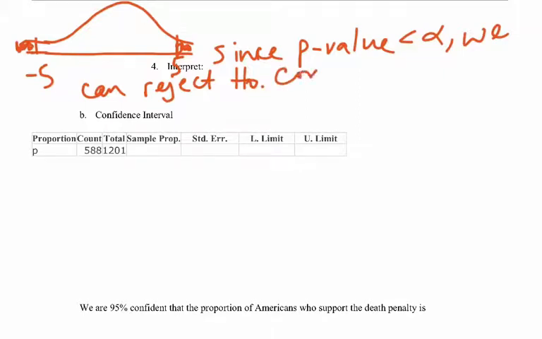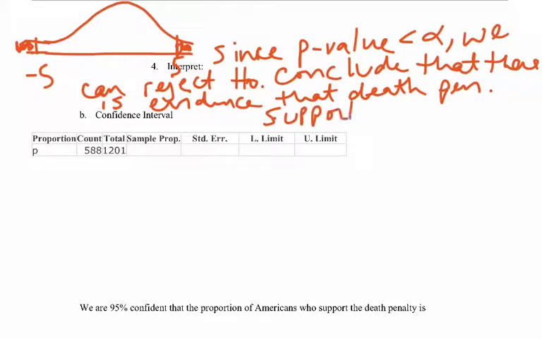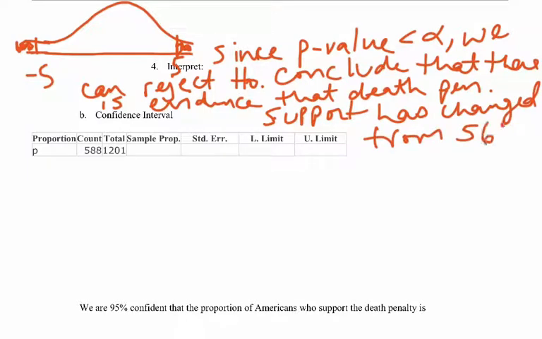Let's see, we would conclude that there is evidence that the death penalty support has changed from the 56% that we thought it was in 2015, I think it was. Okay, so this gives us evidence in support of the alternative hypothesis because we have such a small p-value.